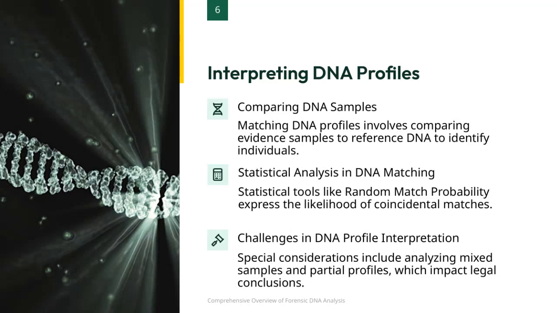When we talk about interpreting DNA profiles, the first step is comparing the DNA found at a crime scene or other evidence samples to a known reference sample, usually from a suspect or victim. This comparison helps us identify whether the profiles match, which can link an individual to the evidence. To support these comparisons, we use statistical analysis. One important tool is the random match probability, which calculates how likely it is that a DNA match could occur by chance alone. This helps us understand the strength of the evidence and its significance in a legal context.